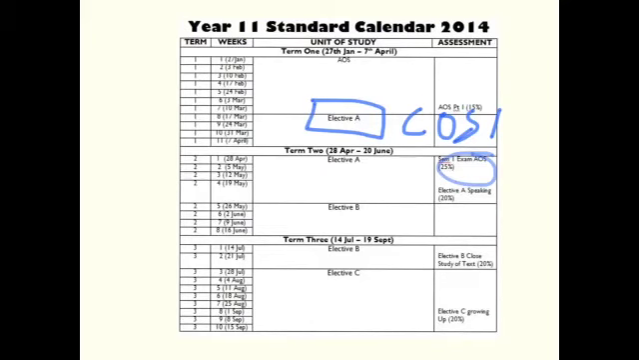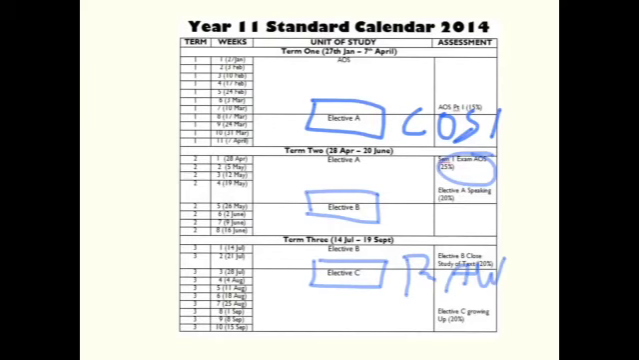Following that, elective B in Year 11 Standard is The Truman Show, the film, which goes for the last 4 weeks of term 2 plus the first couple of weeks of term 3, and then we conclude the 3-term year of Year 11 with elective C, which is the novel Raw. So that's an overview of what your year will entail.